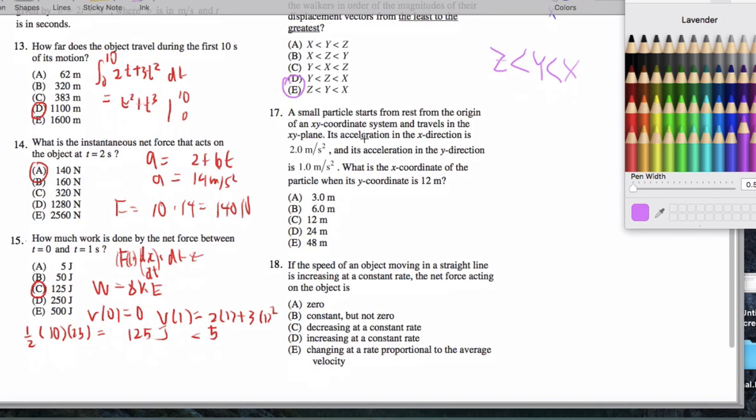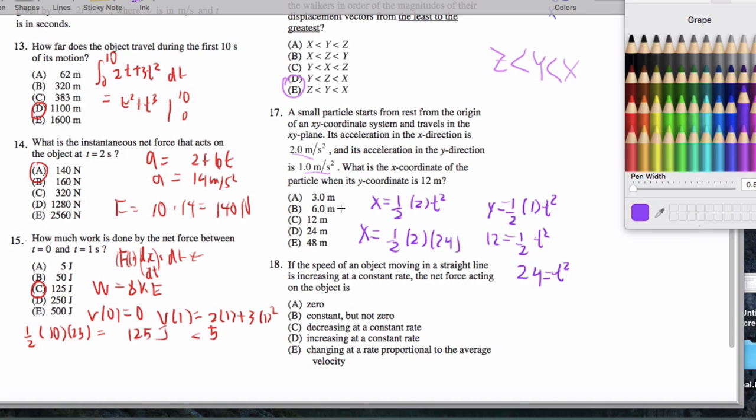All right, a particle starts from rest at the origin. Its acceleration is this, and we want to know the x-coordinate of the particle when its y-coordinate is 12, starting from rest. So let's figure this out. x equals 1/2 times 2 times t squared, and y equals 1/2 times 1 times t squared. So we have 12 equals 1/2 t squared, so 24 equals t squared. Let's not root that. Let's just plug it in here. So x is going to equal 1/2 times 2 times 24, which is t squared. And I'm getting 24 meters as its x-coordinate.